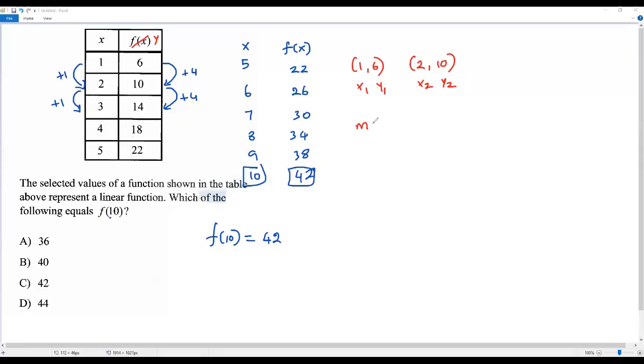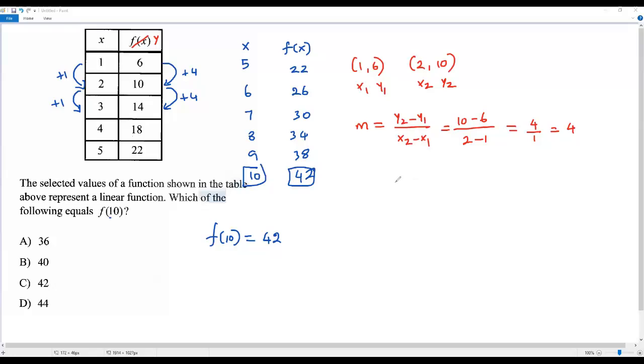The formula to find the slope of a linear function when 2 points are given is y2 minus y1 over x2 minus x1. Now we plug in the values for y2 and y1 in the numerator. For y2 we have 10, for y1 we have 6. Then we get 10 minus 6 in the numerator, and x2 minus x1 means 2 minus 1. So 10 minus 6 is 4, 4 over 1 becomes 4. So the slope of the linear function is 4.